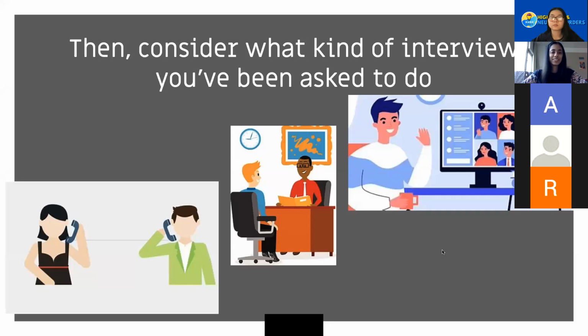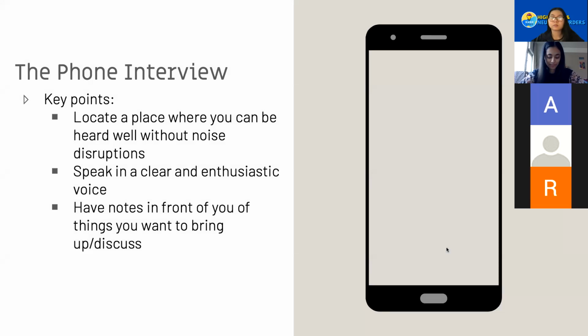The next thing you want to do is consider what kind of interview you've been asked to do, because there are phone call interviews, which are rare, in-person interviews, and now there are Zoom interviews, which are pretty common. The most simple one is the phone interview, where you want to make sure you're at a place where you're heard well without any noise distractions, or if you're in an apartment or a house, just tell your family you're going to be doing an interview. You want to speak in a clear and enthusiastic voice, and you might want to have notes in front of you of things you want to bring up and discuss.